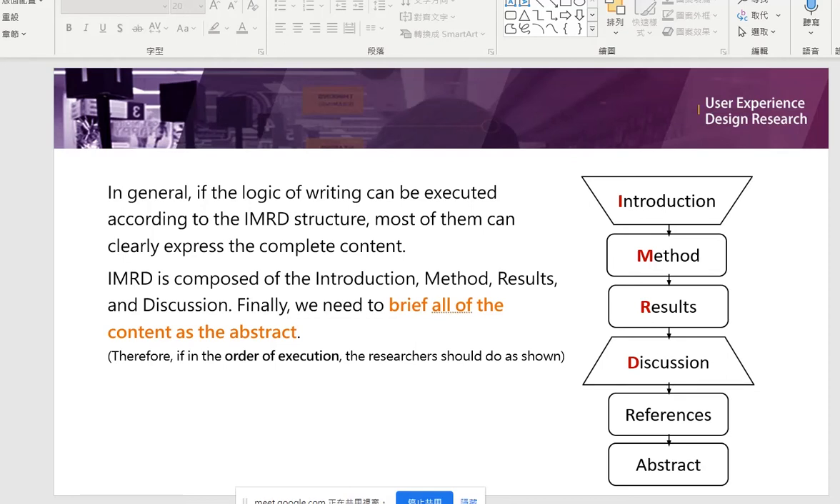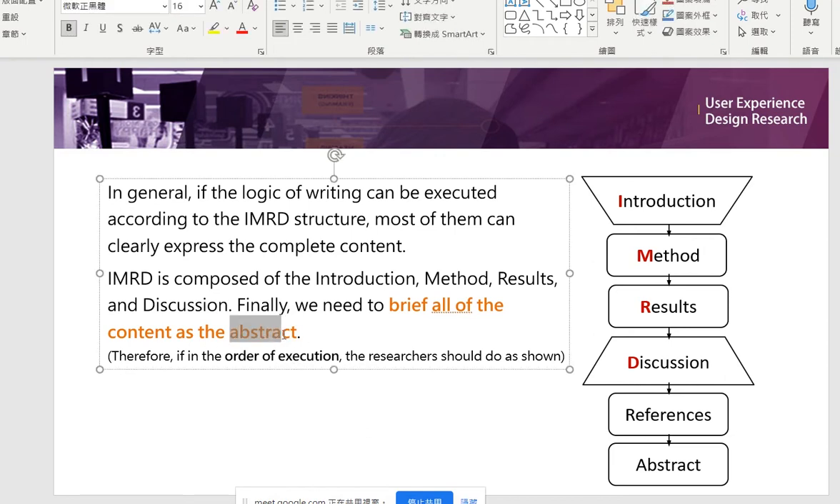Express the complete content. That means you follow the structure and work hard to finish it. Most of the time, you will get good, successful results. IMRD is composed of the introduction, methods, results, and discussion. Finally, we need to briefly summarize the content as the abstract. Although the abstract always appears on the first page, right?